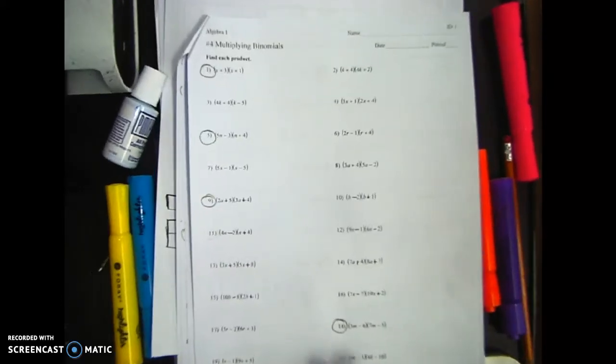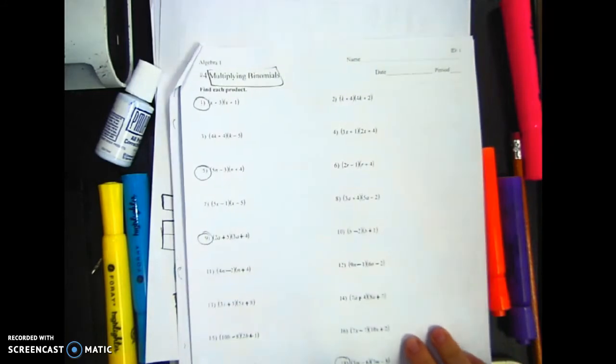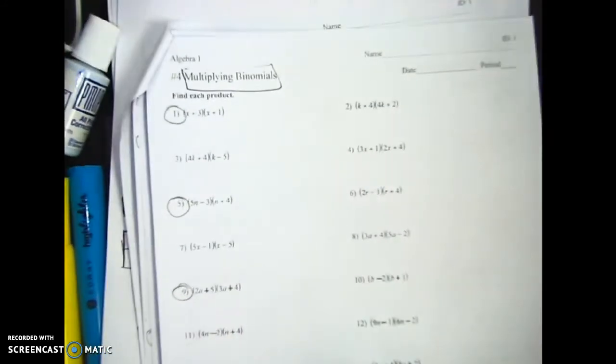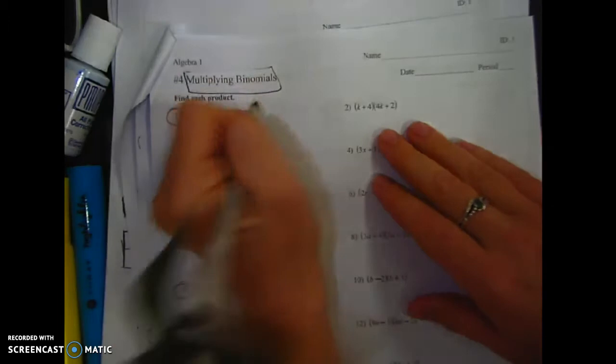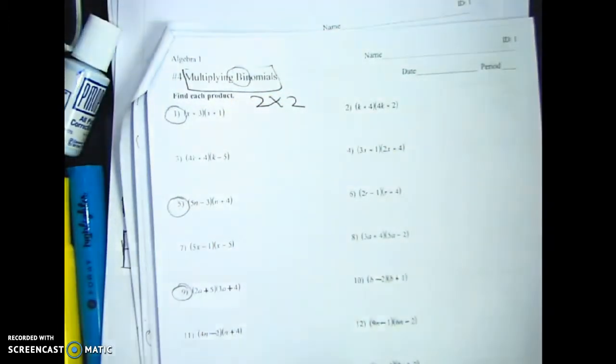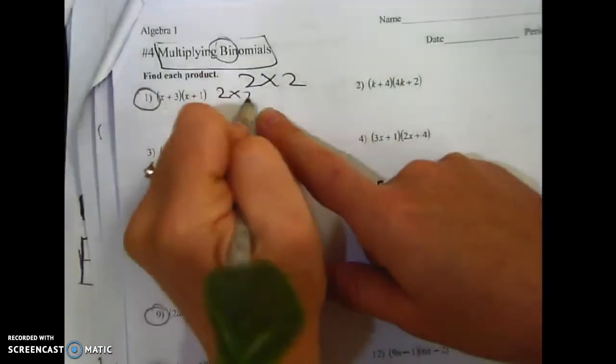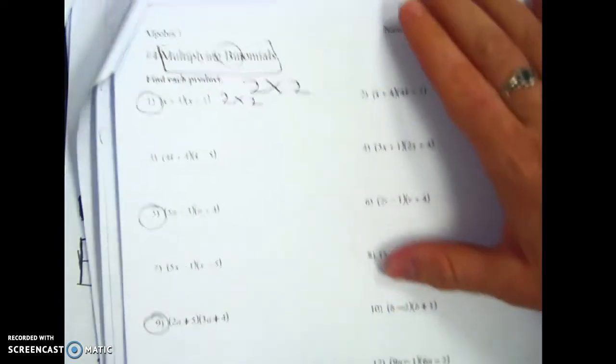So this time we're going to be multiplying binomials, but we're going to approach it the same way that we approached the previous problems. We're going to do the box method. Each one of these, because bi means 2, are 2 by 2s. So on your test, first thing you will do is write the dimension, 2 by 2. Then what you'll do is create the box.